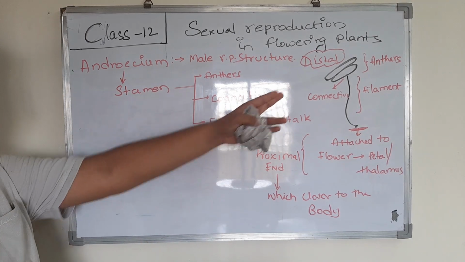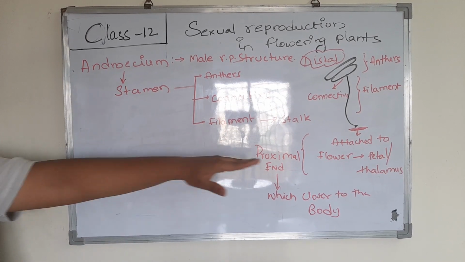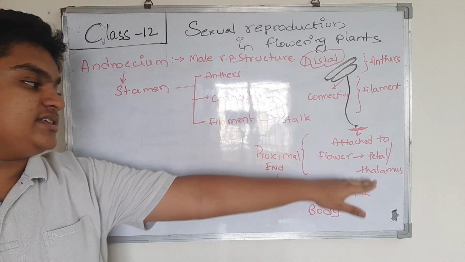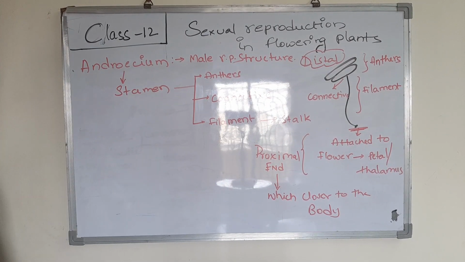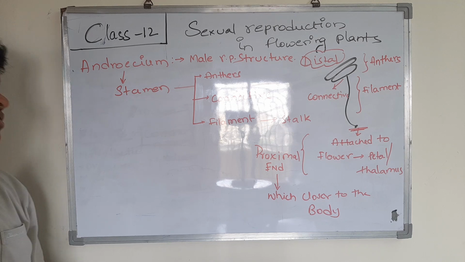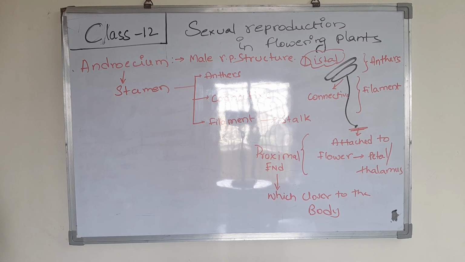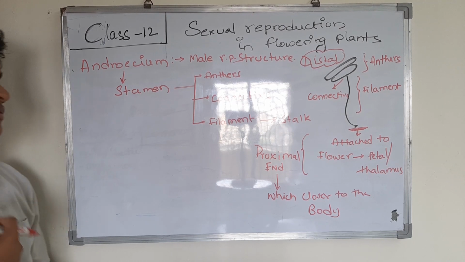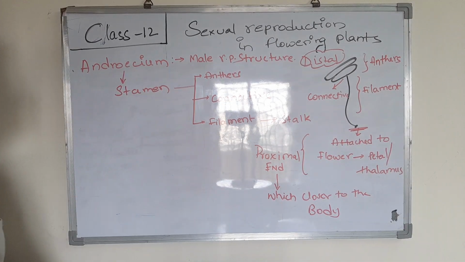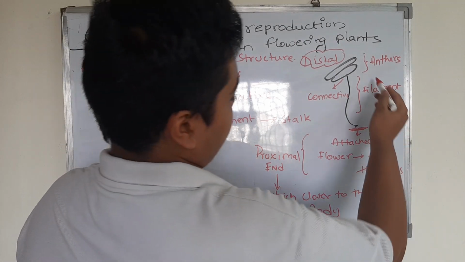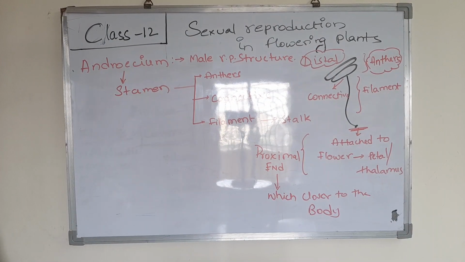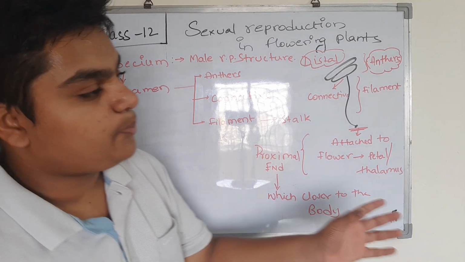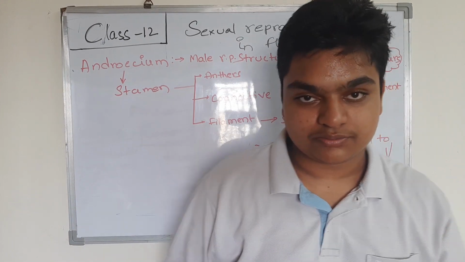There you find your anthers, and at the proximal end, this anther stamen is attached to either petal or thalamus. Never confuse that petal is a thalamus. This is the very thing that you have to see. Next one. Let us see the things that happen in anthers. Anthers are the place where your male gametophytes called pollen grains are produced.